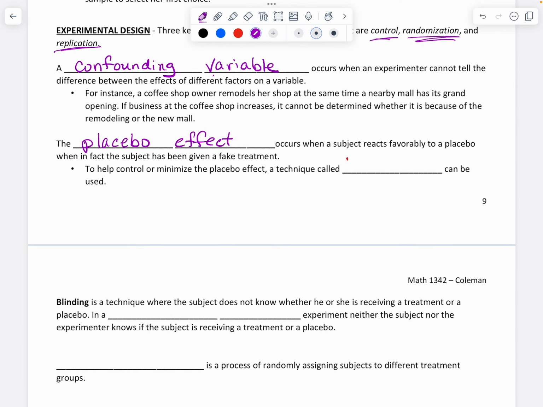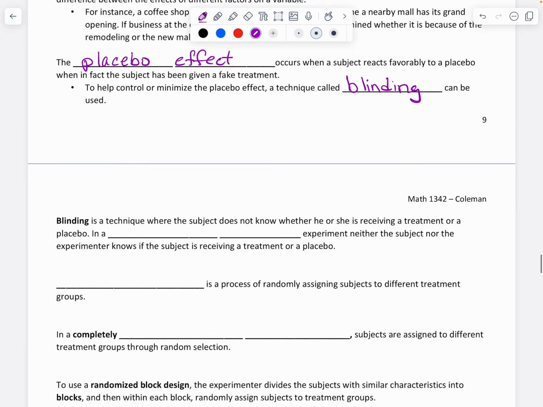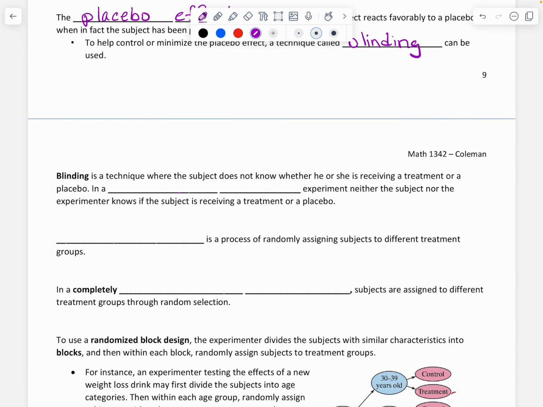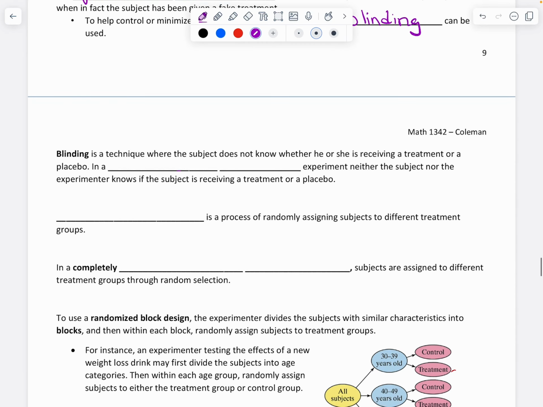To help control or minimize the placebo effect, a technique called blinding can be used. Blinding basically is a technique where the subject does not know whether he or she is given the treatment or the placebo. This way he doesn't have any preconceived notions of whether or not it's working. All right.